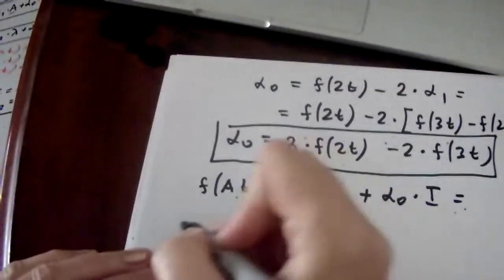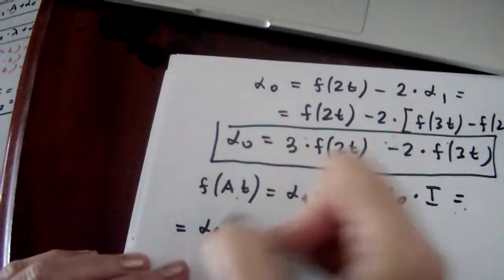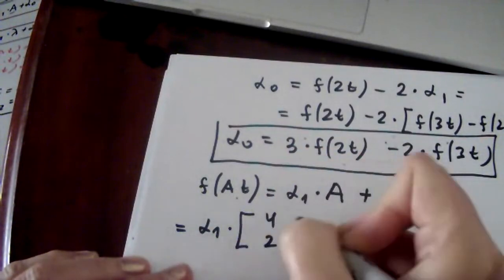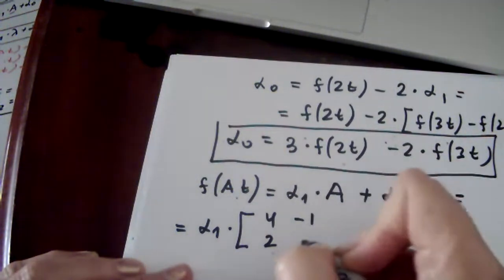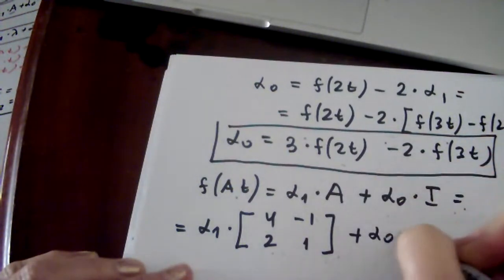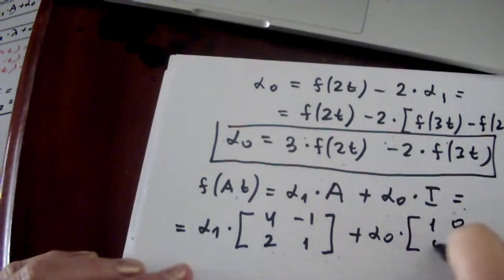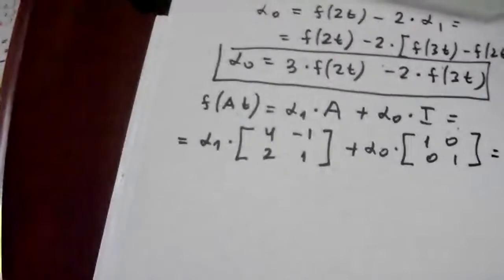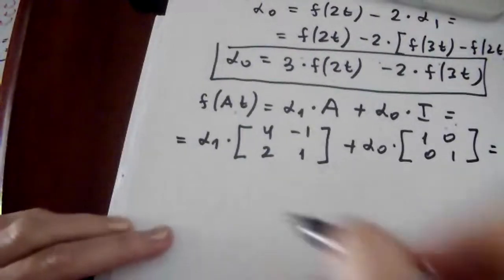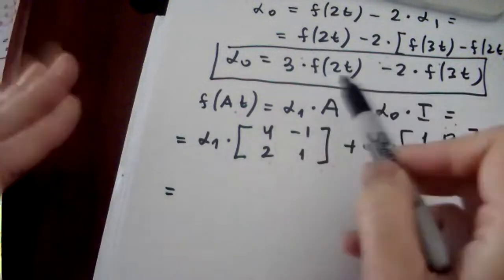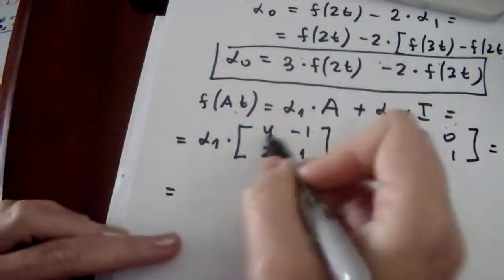Okay, so we can substitute everything. But let's not substitute alphas immediately because it won't be very convenient. So let's substitute matrices first. So this is matrix A substituted here. And here we need to write identity matrix of the same size. So we can do this simplification first, these operations over matrices. And then after that, we will be able to substitute our alphas.